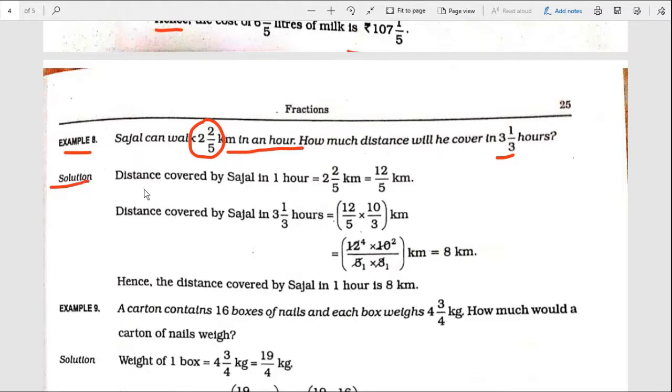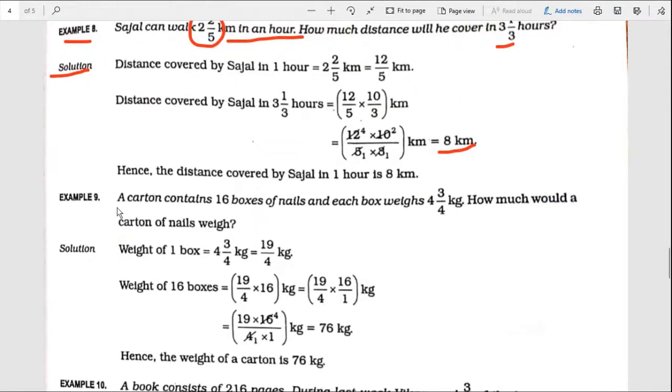Solution. Distance covered by Sajal in 1 hour is equal to 2 whole 2 by 5 kilometer, means 12 by 5 kilometer. This mixed fraction is changed into an improper fraction. Distance covered by Sajal in 3 whole 1 by 3 hours, so 3 3s are 9, 1 is 10, so 12 by 5 into 10 by 3 kilometer. 3 4s are 12 and 5 2s are 10, so 4 into 2 is equal to 8 kilometer. This is the answer. Hence the distance covered by Sajal is 8 kilometer.